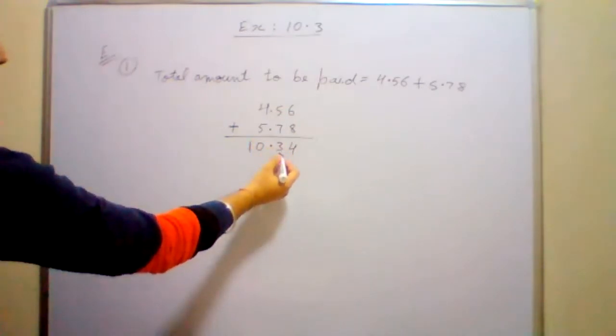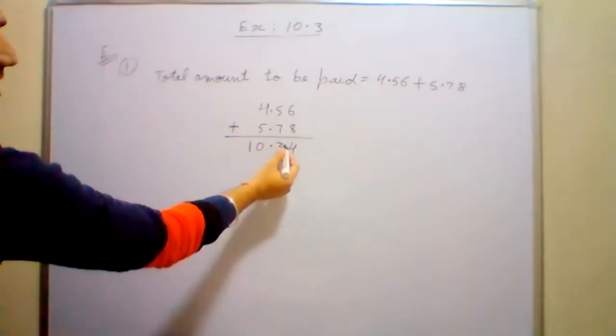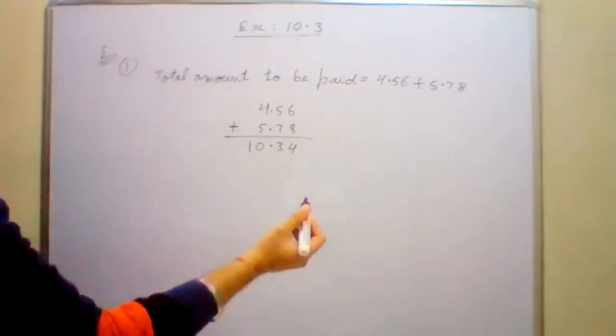So when you round off to nearest rupee, you look at the first digit after decimal. That means you have to round off to nearest whole number.